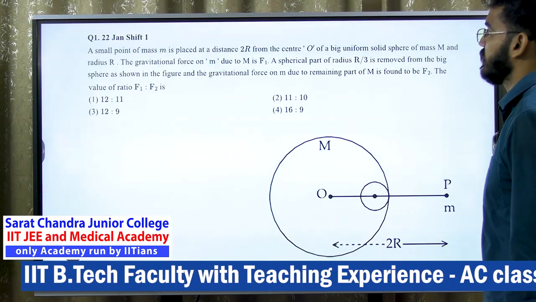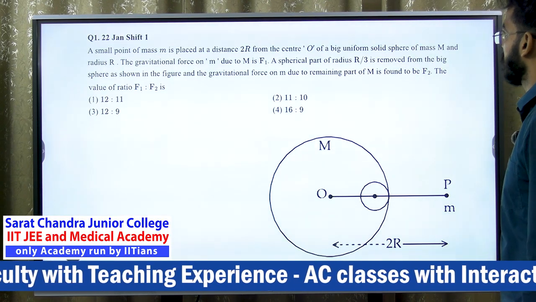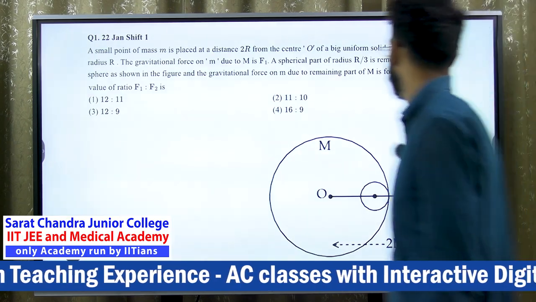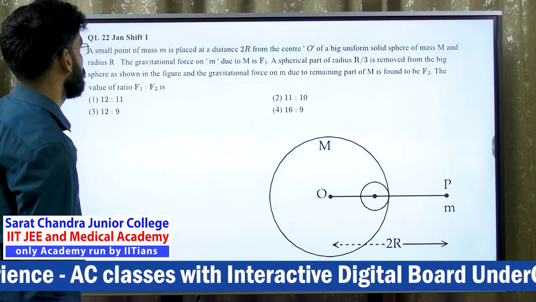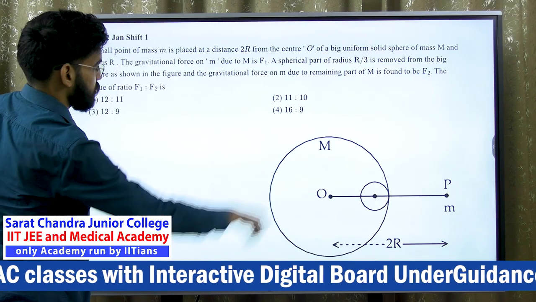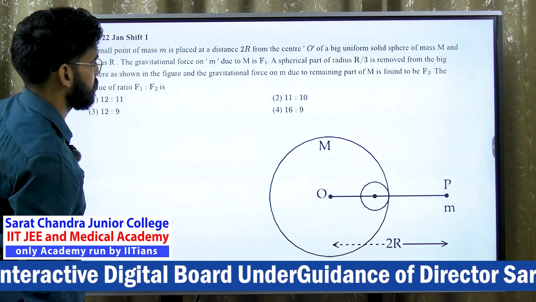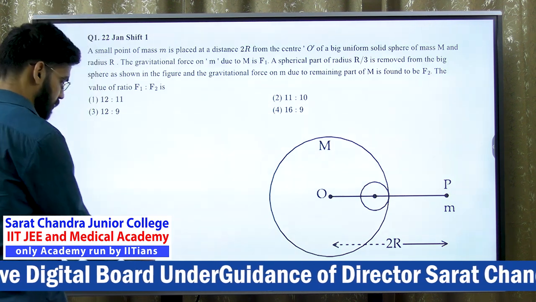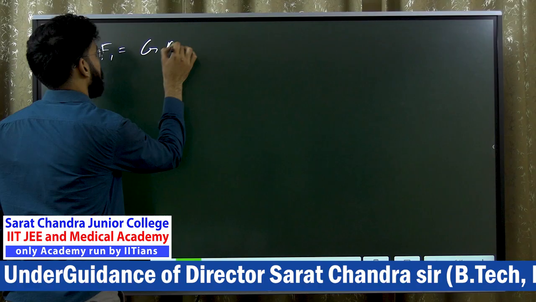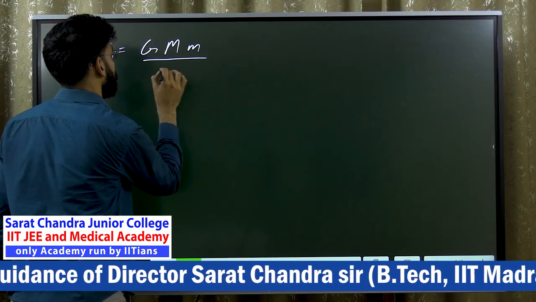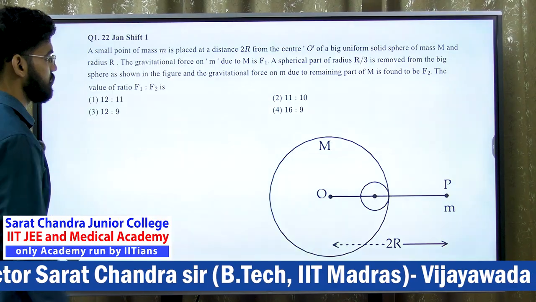So what the question says is, a small point mass m is placed at a distance 2r from the center of a big uniform solid sphere of mass capital M and radius r. So this is capital M and radius r without cavity, okay. For this, the gravitational force on the point P of small mass m is F1 by capital M. So F1, what can I write down? F1 is G M m by (2r) whole square, right? From the center the distance is 2r. So this is my F1.